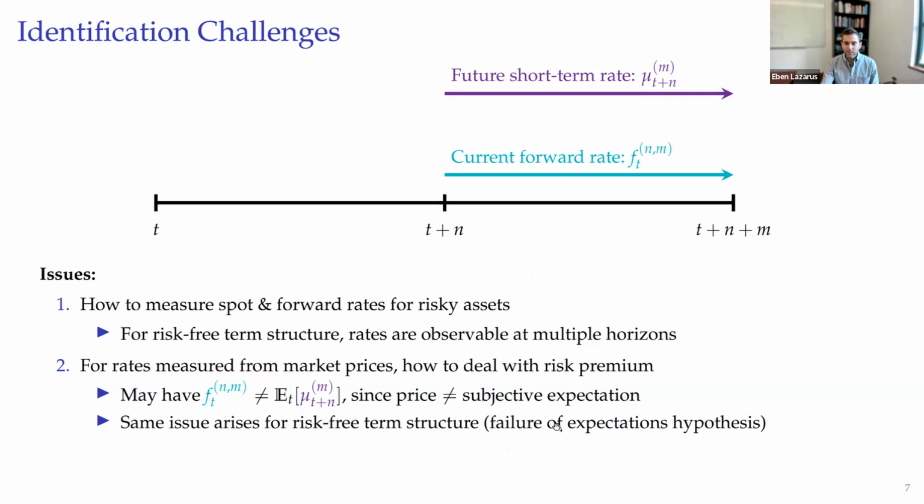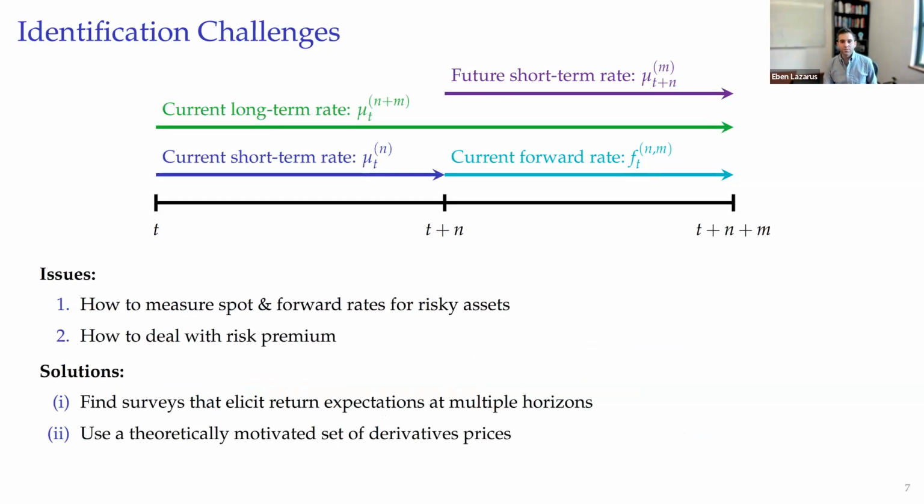So in the risk-free case, we sort of know that the expectations hypothesis fails. It is not a new statement that forward rates don't predict future spot rates. It's just a restatement of the failure of the expectations hypothesis. And so we want some way of measuring things under the physical or subjective measure, as opposed to the risk-neutral measure, so that we can say something about these two.